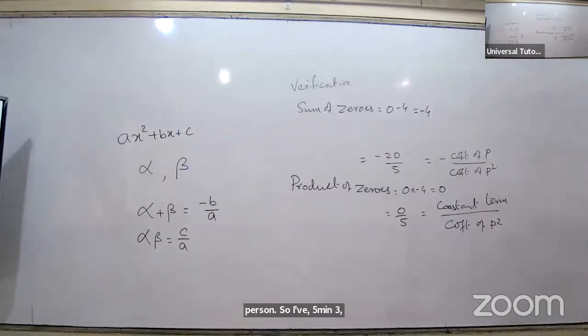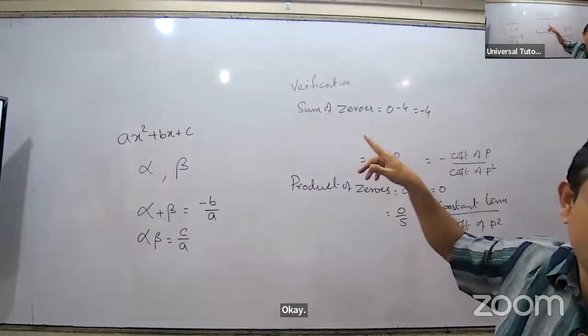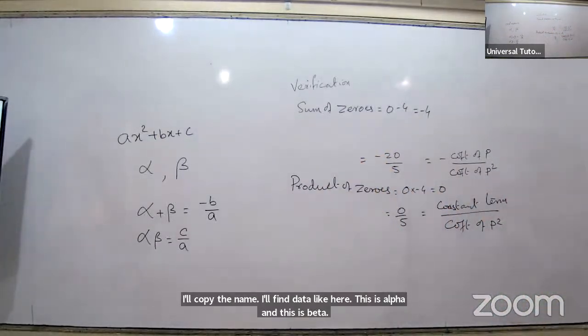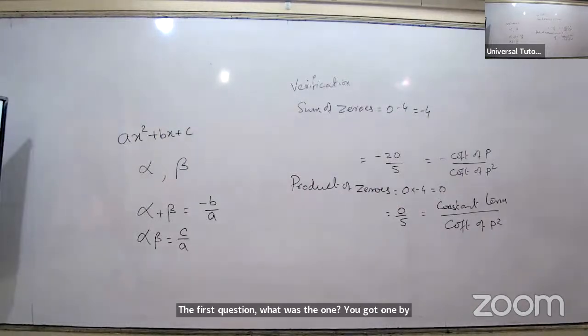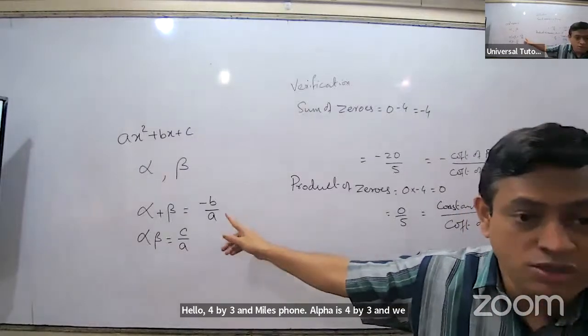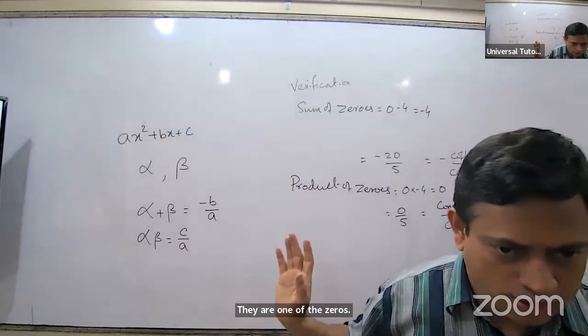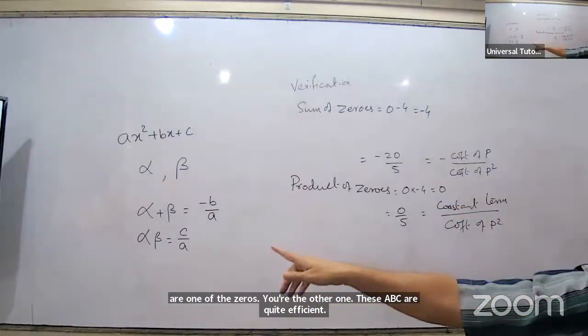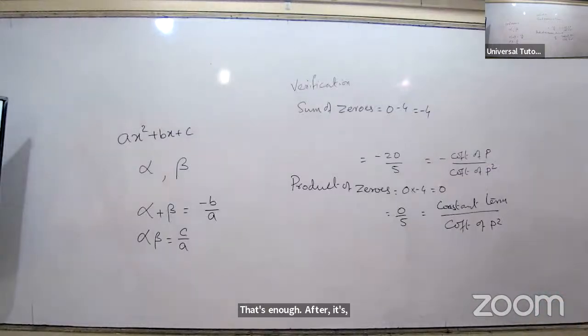Alpha and beta, like here, this is alpha and this is beta. In the first question, what zeros did you get? 1 by 2 and 1 by 2. So the value of alpha is 1 by 2, beta also 1 by 2. In the second question, what were the 2 zeros you got? 4 by 3 and minus 1. Alpha is 4 by 3 and beta is minus 1. These are called the zeros. Here, these a, b, c are coefficients. Understood or not? After you learn this, I will explain.